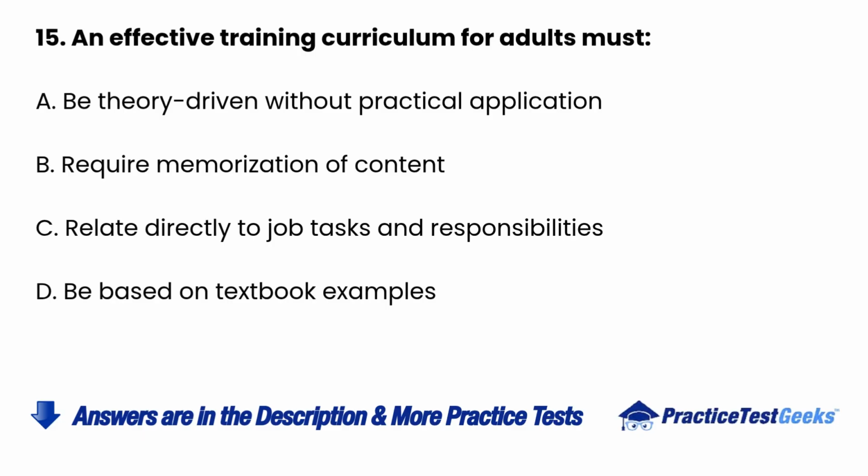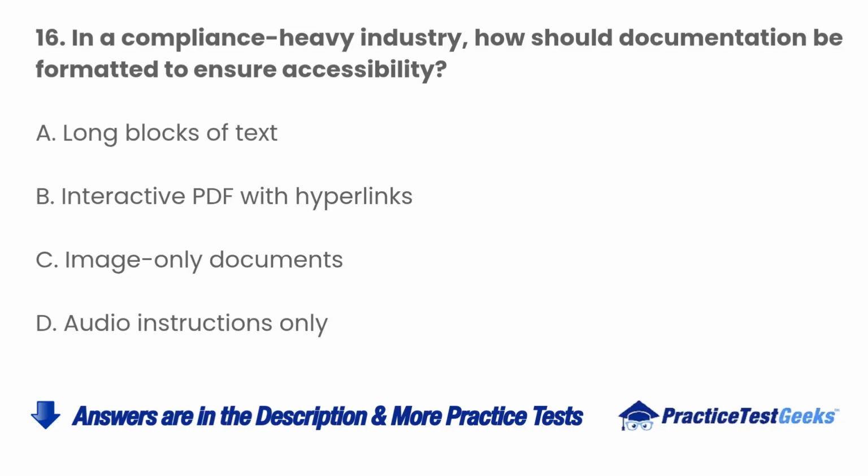15. An effective training curriculum for adults must: A. Be theory-driven without practical application. B. Require memorization of content. C. Relate directly to job tasks and responsibilities. D. Be based on textbook examples.